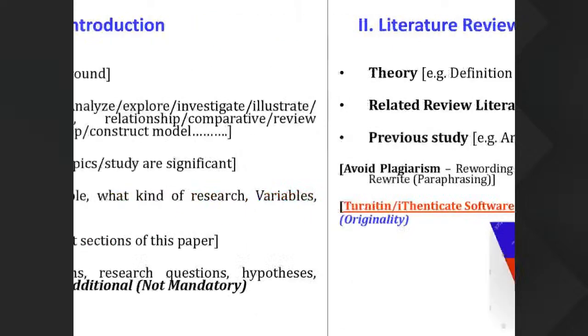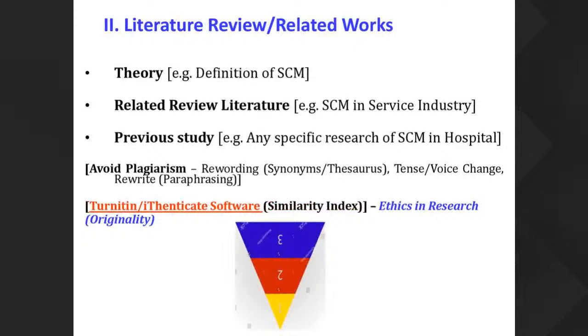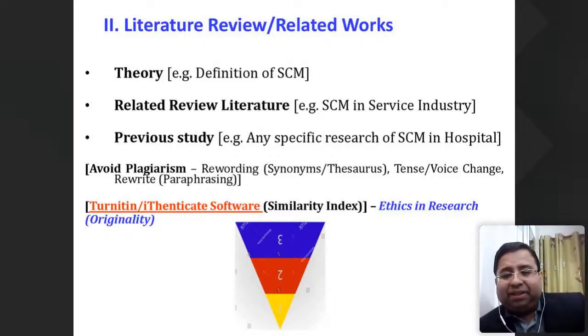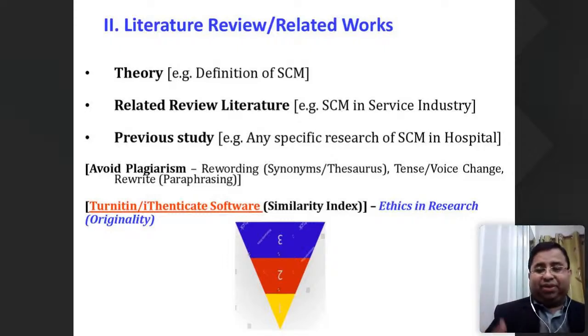So if you design in this way, with theory, related review literature, and previous study, it means that you are designing a well recognized literature review. But it is a very interesting thing that if you design it in this way, the literature review paper will be accepted, no doubt. But there is another problem, the plagiarism issue. As you are taking some of the contents from previous papers and previous authors, there is a plagiarism issue.